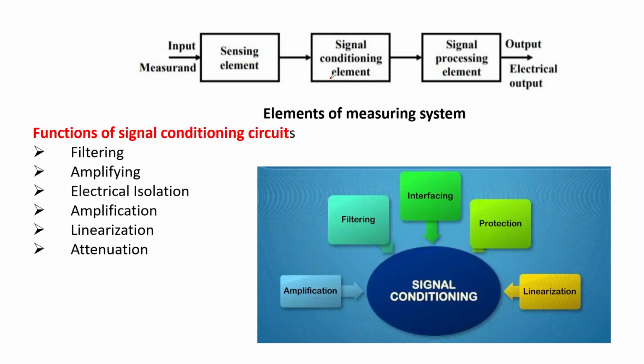So in the diagram we can see this. The input is given here. The sensing element converts a non-electrical signal to an electrical signal. Then signal conditioning converts the electrical signal into the required voltage form that will be processed in the next stage. The signal processing element makes the signal ready for display or recording. So the elements of the measuring system consist of the signal conditioning circuits. The various functions done by the signal conditioning circuits are filtering, amplification, isolation, linearization and attenuation.